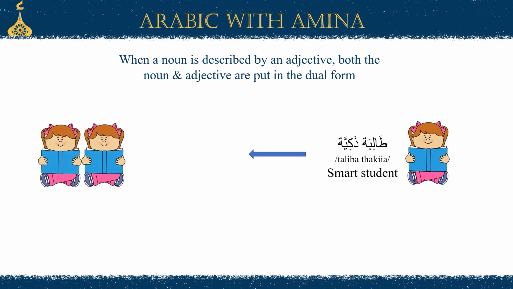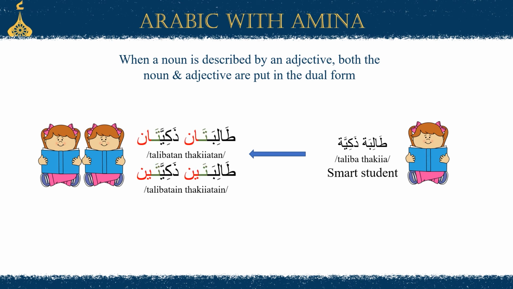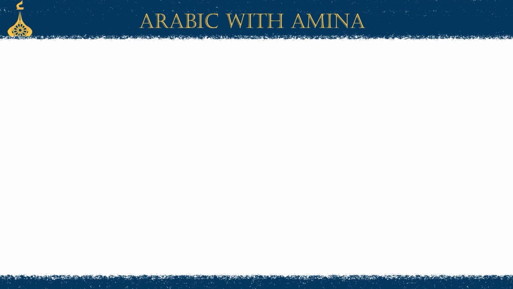We're going to apply our rule, the first of transforming the ta marbuta into a ta, and the second of adding alif nun or ya nun to the end of the word. طالبتان ذكيتان or طالبتين ذكيتين. Notice how the adjective ذكية was transformed also into the dual form, ذكيتان and ذكيتين. This is unlike English. In English, we would simply say smart students. The plural would be applied to the noun only and not the adjective. However, in Arabic, both the adjective and the noun are transformed either to the dual form or into the plural form. So that's it for our video regarding the duals.